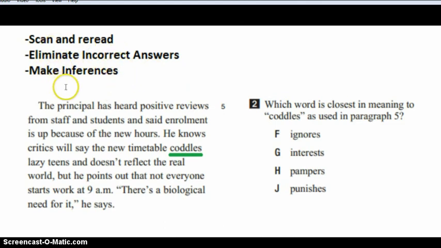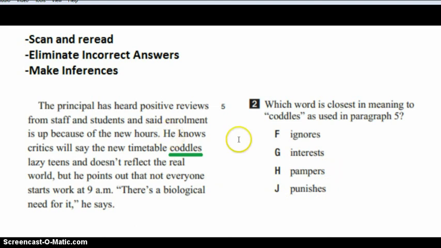The last thing I might do is make inferences. And this is kind of really activating my background knowledge to see if I can make a connection to this, to see if I can understand it. Maybe I've heard the word used before, and I can take a guess at that because of what I know from my previous experience.